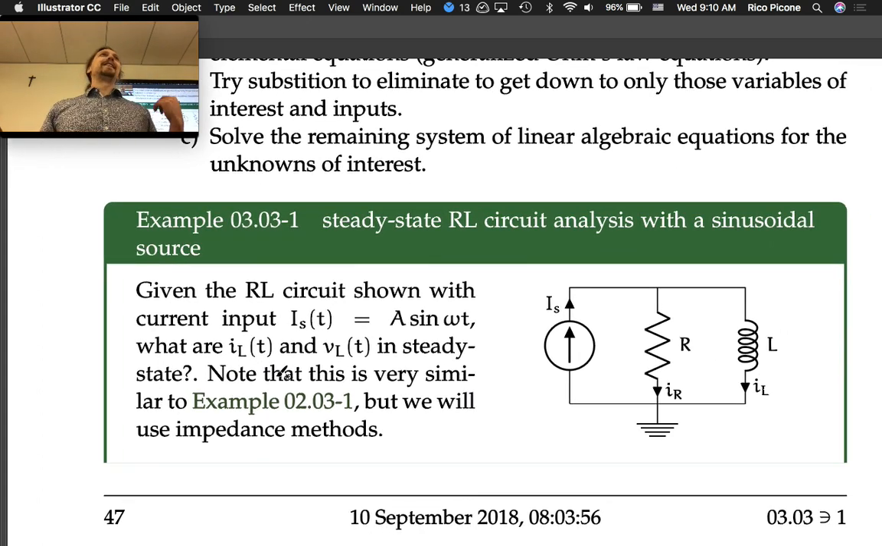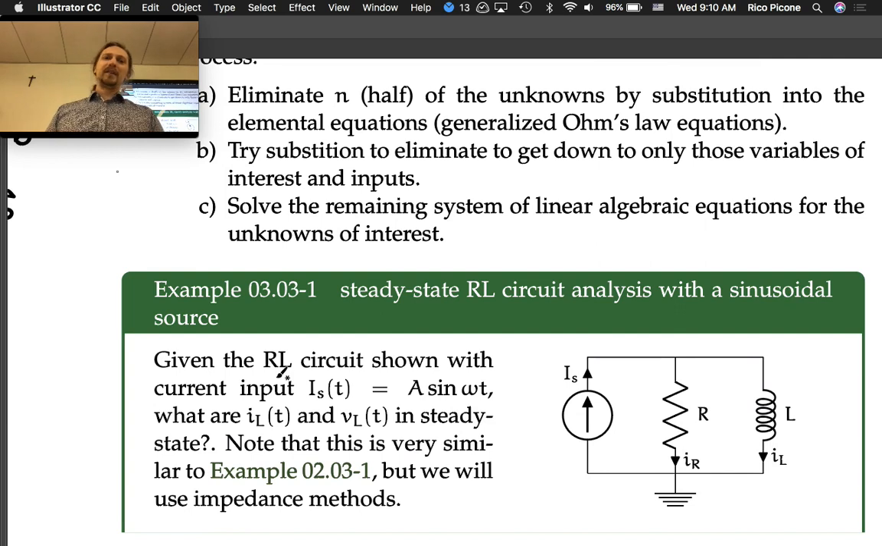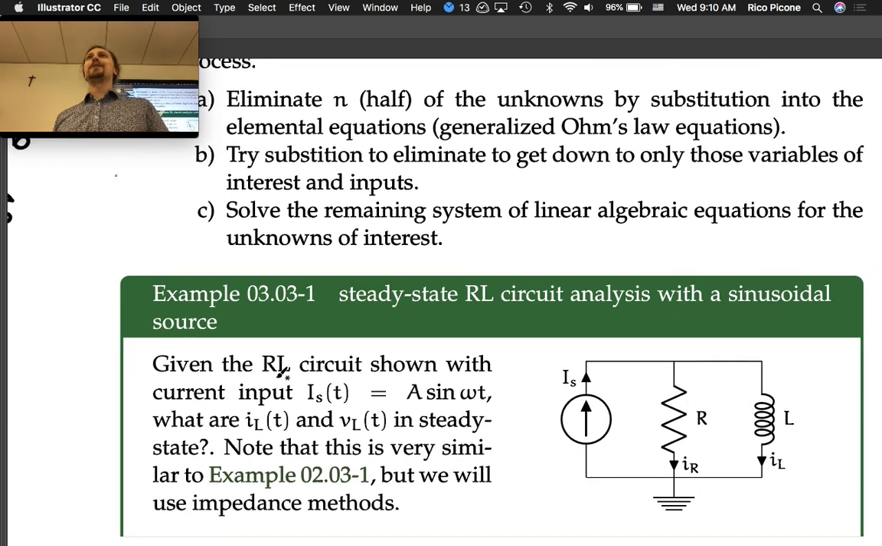that's the method. So doing impedance-based, phasor-based analysis is almost the same as our previous method, but we're getting away with not doing a differential equation. The gotcha is that you have to use complex numbers throughout this. It's either differential equations or complex numbers. You've got to kind of choose your poison.